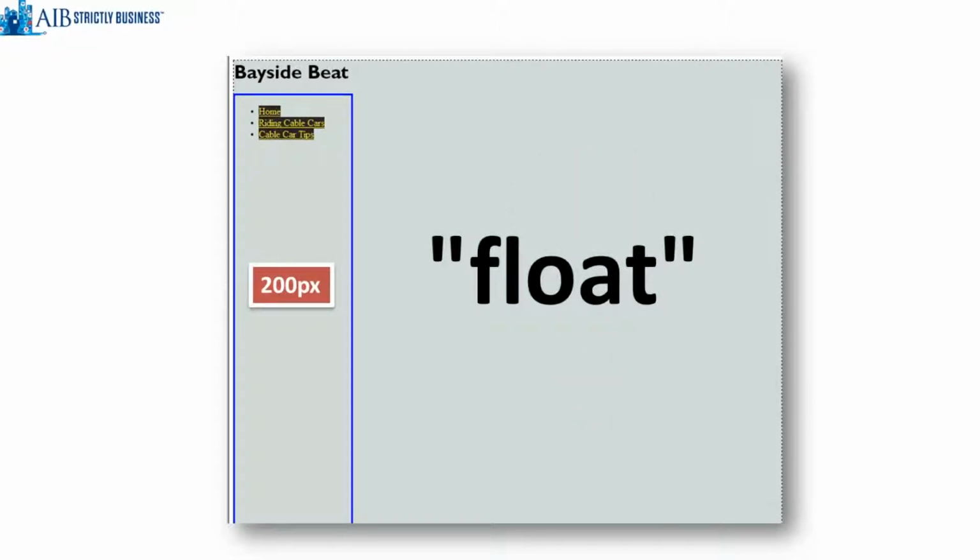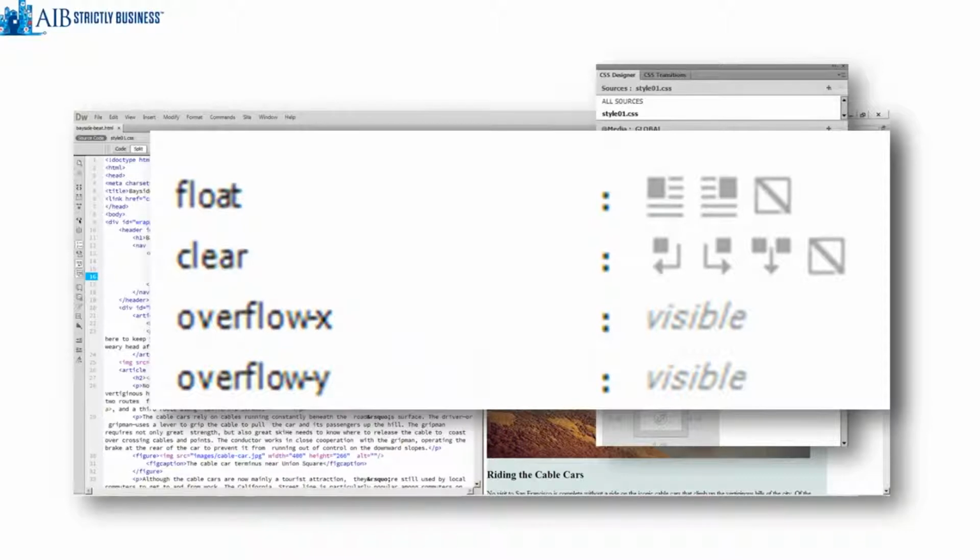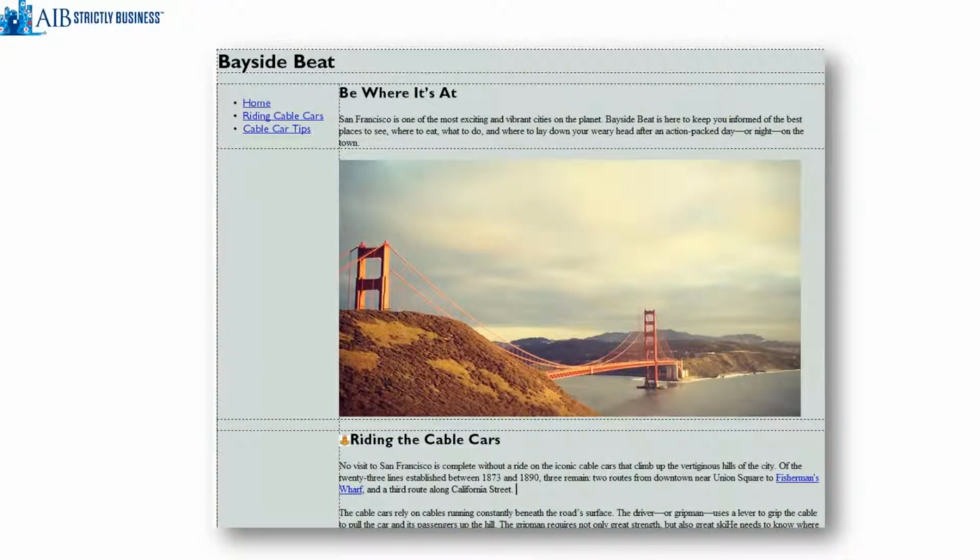So I'll do this by adding a property called float to the navigation section of the page. This will tell a browser to keep my navigation area either to the far left or to the far right. Notice the icons here for selecting float left, float right, or none. I'll select Float Left. Now take a look at the page in Design View, and you can see that the navigation area and the main article are side by side.